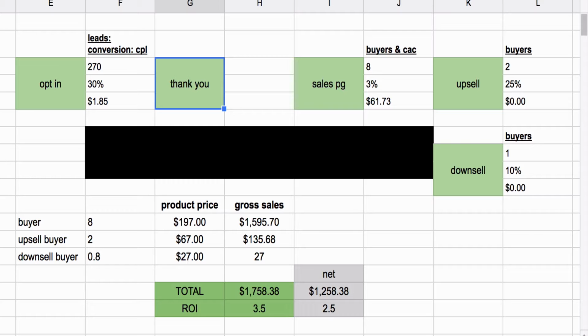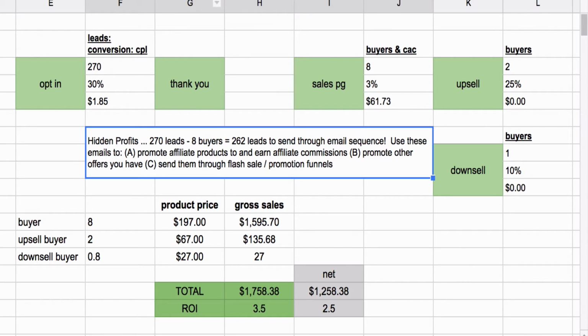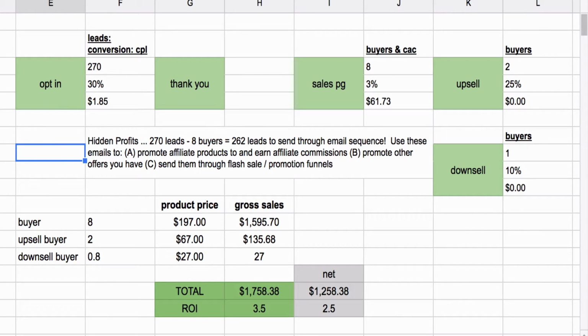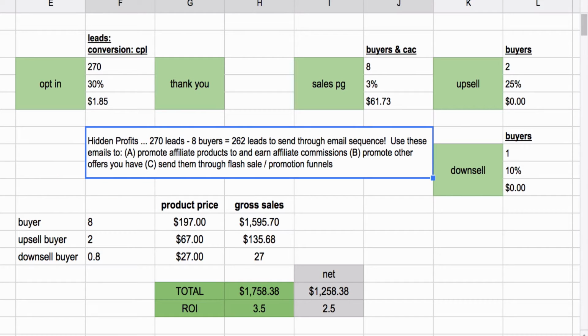And with that, I want to point out a couple things. There are some additional hidden profits in this funnel, because right here you have the 270 people that opt in. So for instance, if you took out the 8 buyers, you'd still have 262 people that could go through an email sequence. And you can use these emails to A, promote affiliate products and earn affiliate commissions, or B, promote other offers you have, or C, send them through a flash sale or promotion type of funnel to generate some additional revenue. So those are 3 strategies that you can continue to extract profits out of these 270 people.